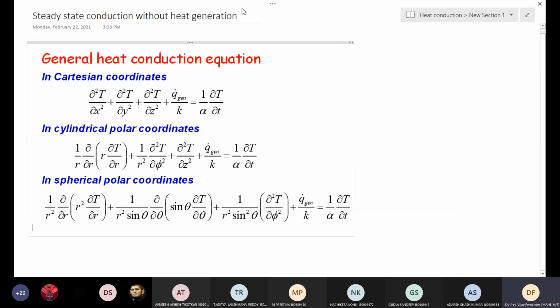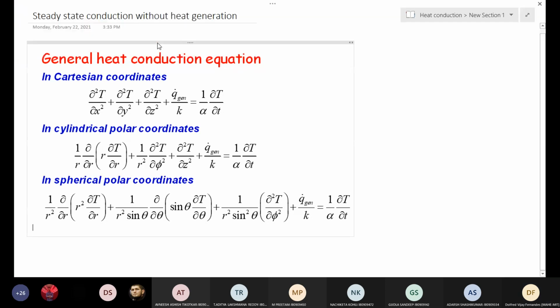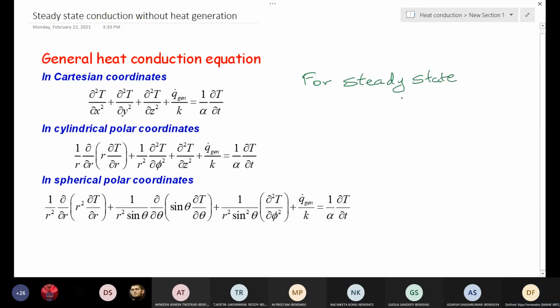So what do you think will happen? You are assuming steady state. Tell me, which term will disappear? Come on. Yeah, the right hand side will disappear, right? For steady state, we don't have the time derivative term. Okay, this will be 0. That means the terms on the right hand side will disappear. So that's the steady state assumption.